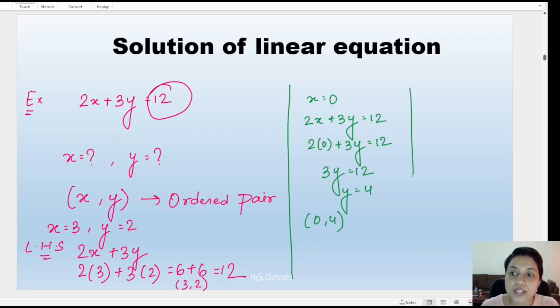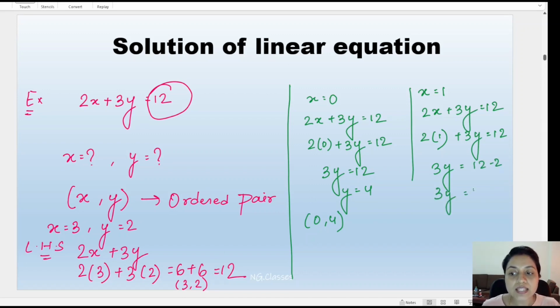Similarly, we can also take the x value as 1 and calculate the y value with the help of the given equation. So let's do it. 3y is equal to 12 minus 2. Then 3y we will get as 10. From here we got y as 10 by 3. So when we substituted x as 1, we got y as 10 by 3. This is another ordered pair. And this way we will get an infinite number of solutions which will satisfy our equation.